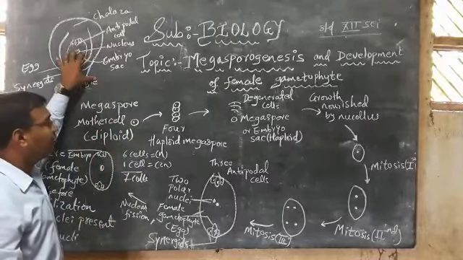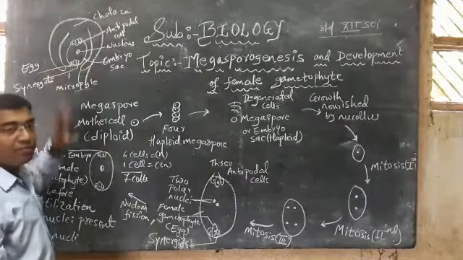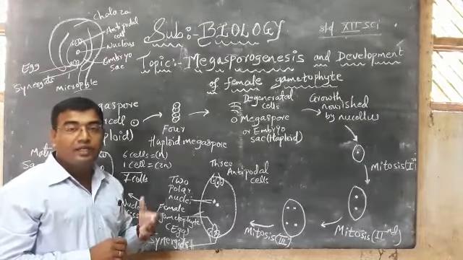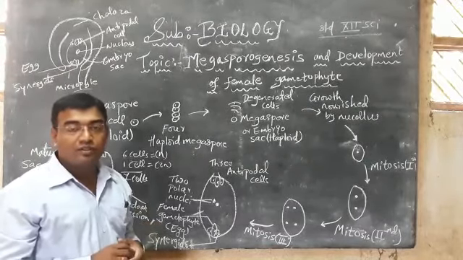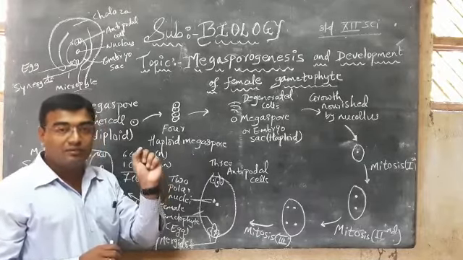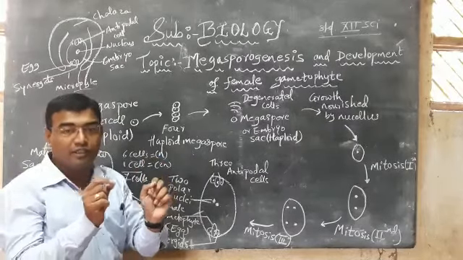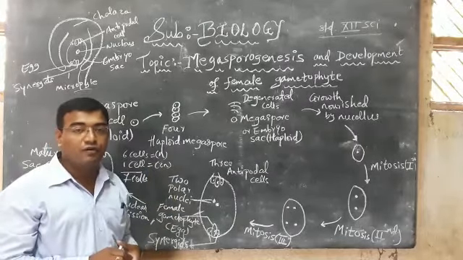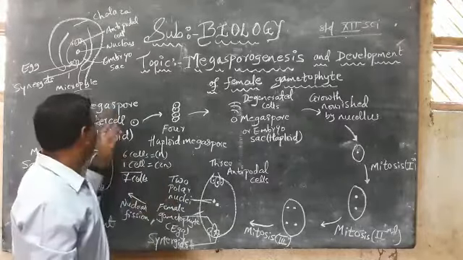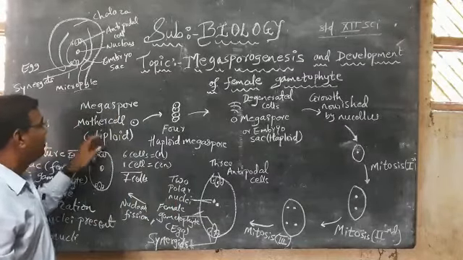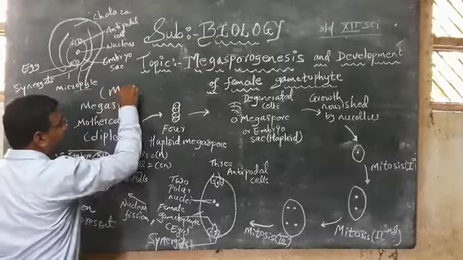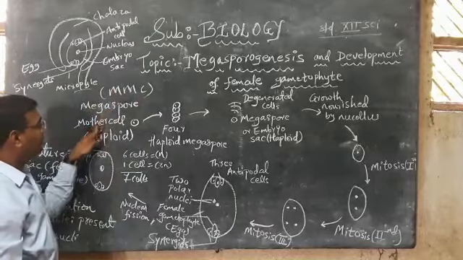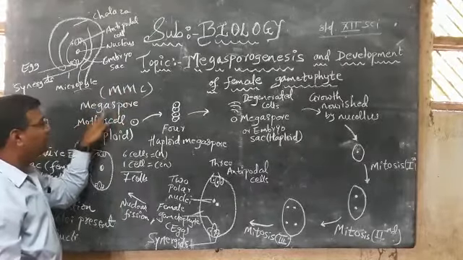Before we start this topic, we should know why this female gametophyte is important. Female gametophyte produces megaspores and male gametophyte produces microspores. When the male gametophyte and female gametophyte fuse, it forms a zygote. That is the fertilization process, which is necessary for the formation of seed. So, let us start with the megaspore mother cell. In short, we can call it MMC. MMC means megaspore mother cell, M for mother, C for cell.